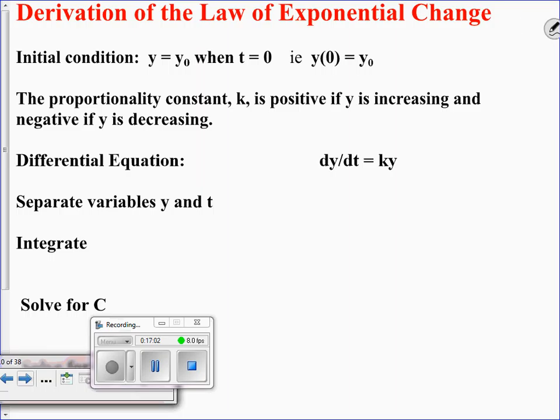So, first thing we have to do to solve this, we're going to separate the variables. Now, the variables are not y and x. What are the variables this time? k is a constant, not a variable. It doesn't change. It's y and t. So let's get the y's on one side and the t's on the other.